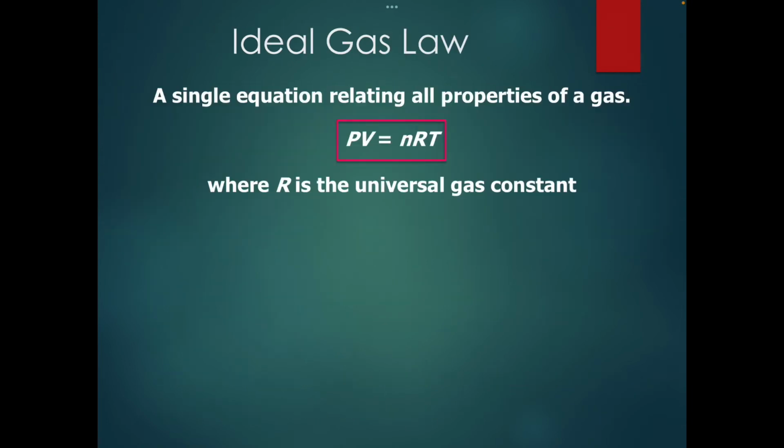So we have this gas law called the ideal gas law that's going to be one single equation that relates all of the properties of a gas. Remember, the combined gas law doesn't take into account the number of moles, but this one does. This one is PV equals nRT, better known as PivNert.